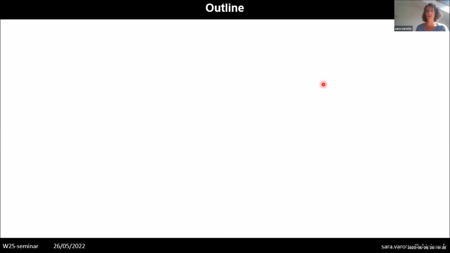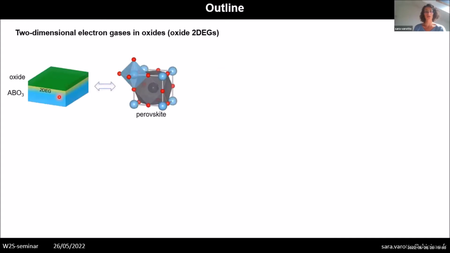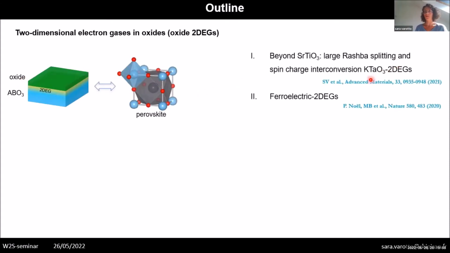So in my talk, I will show you how we can deal with ferroelectric Rashba systems. Actually, I will talk about two different ones. The first category is based on two-dimensional electron gases in oxides, in which we can form a metallic interface between two different oxides, for instance, a perovskite and another oxide. And I will show you, for instance, in the case of potassium tantalate 2DEGs, that we can observe a quite large Rashba splitting and very high spin charge interconversion efficiency.